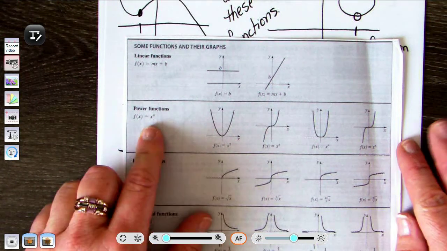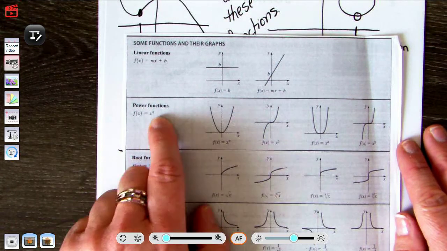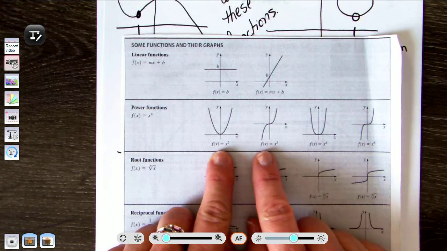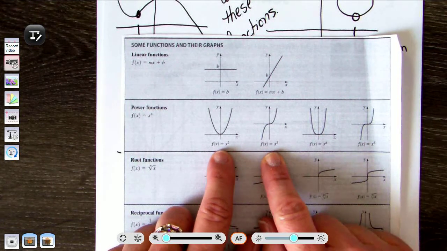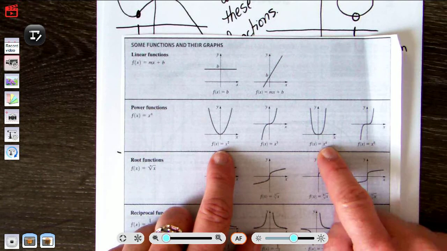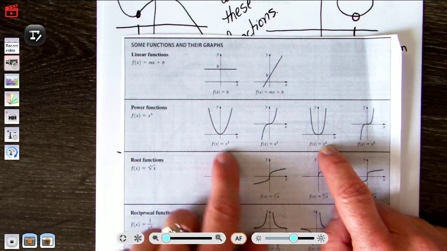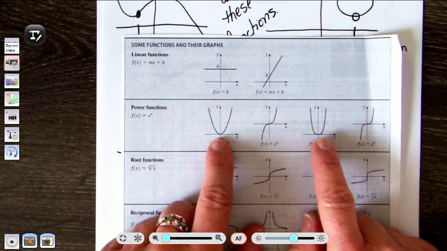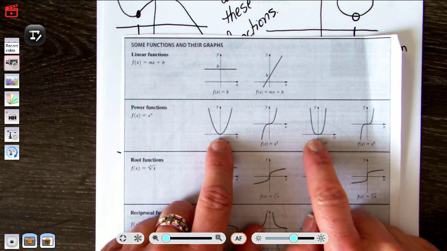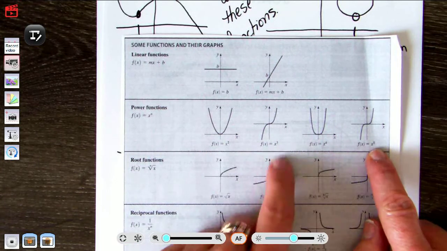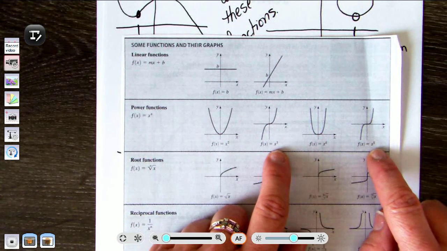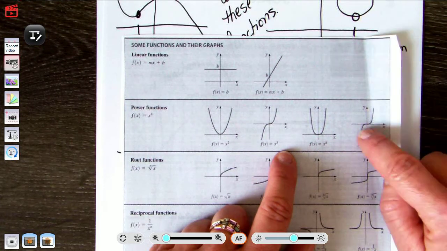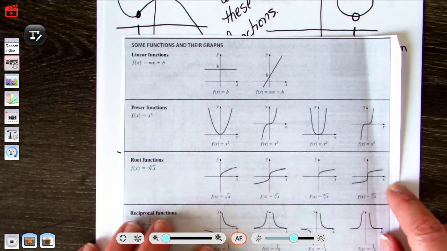These are considered our power functions, so x to a power. Here's our basic x squared and x cubed. What happens as that n increases? As the power increases, our even ones are all going to look similar to this x squared, except they're going to get flatter on the bottom. And as we increase the power on an odd function, it will look very similar, but they'll get steeper on the ends and flatter in the middle.